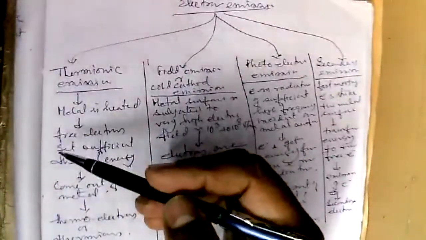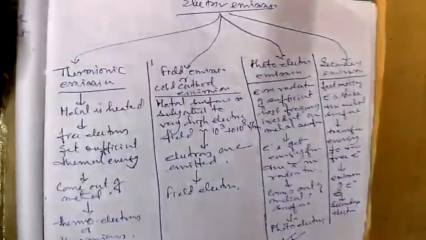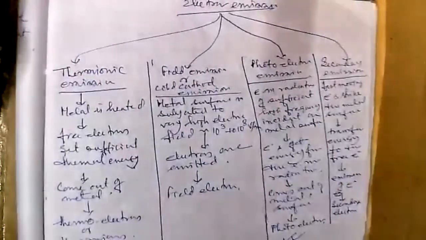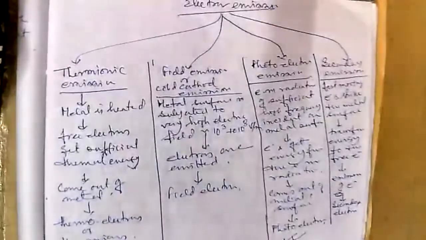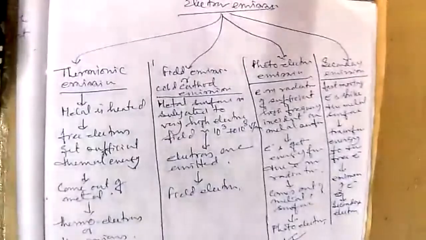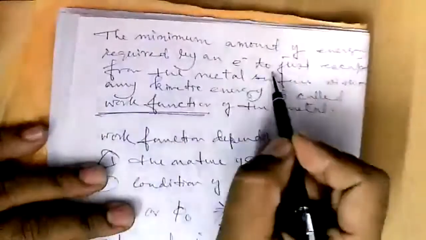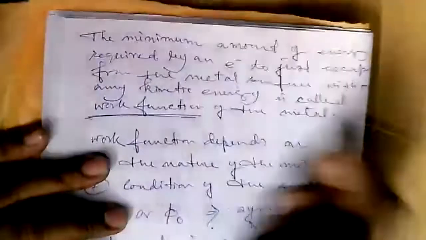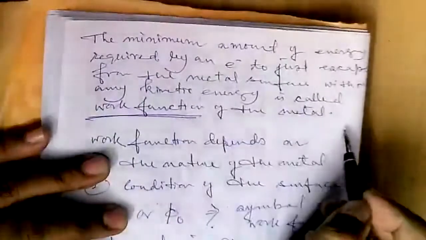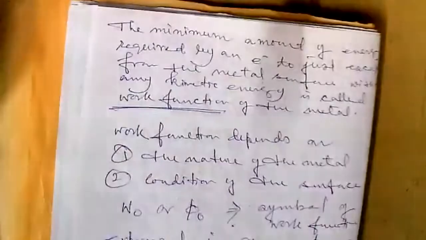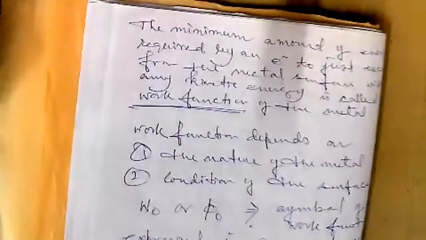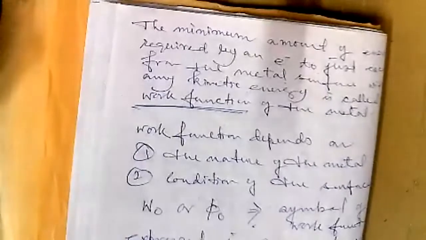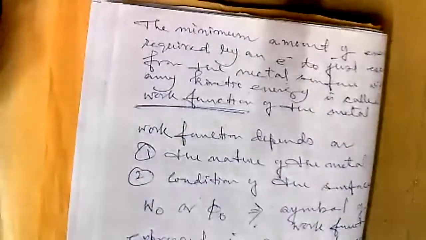You have to overcome the potential barrier. The minimum energy required for an electron to just come out of the metal surface without any kinetic energy is called the work function of the metal. The minimum amount of energy required by an electron to just escape from the metal surface without any kinetic energy is called the work function of the metal. So the work function is just equal to the potential barrier. To overcome the potential barrier, that is your work function.